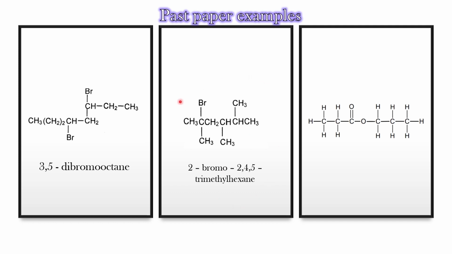Hexane, since they are single bonds. There's a bromo that sticks out. You count from this side since it's closer this way. So you can go 1, 2. The bromo sits on the second one. You're gonna go 2-bromo.